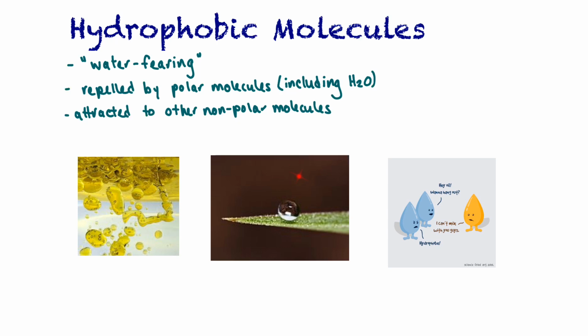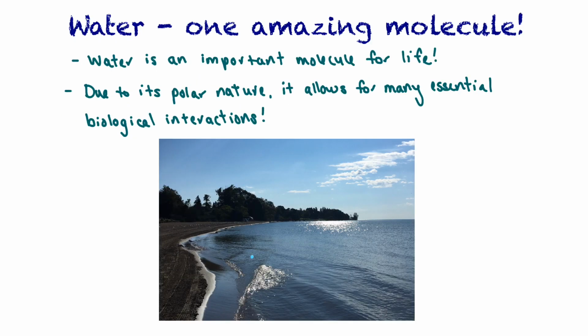And then here's another example where we have a leaf with a bead of water on top, because the leaf has a waxy cuticle, and wax is hydrophobic as well, so the water can't dissolve onto the leaf surface.